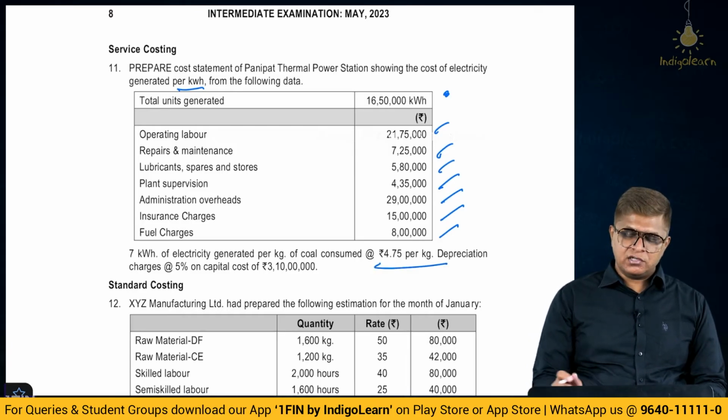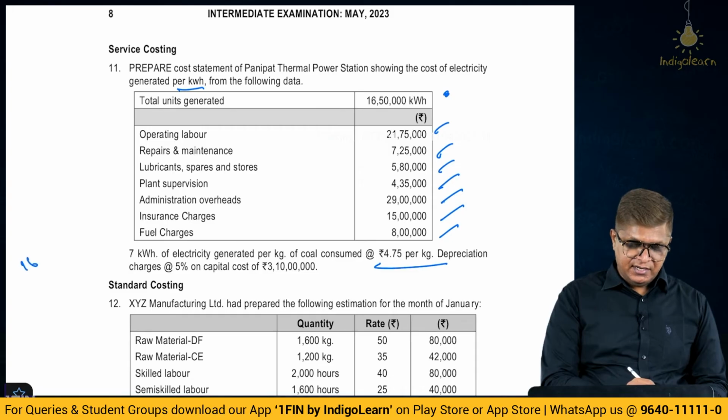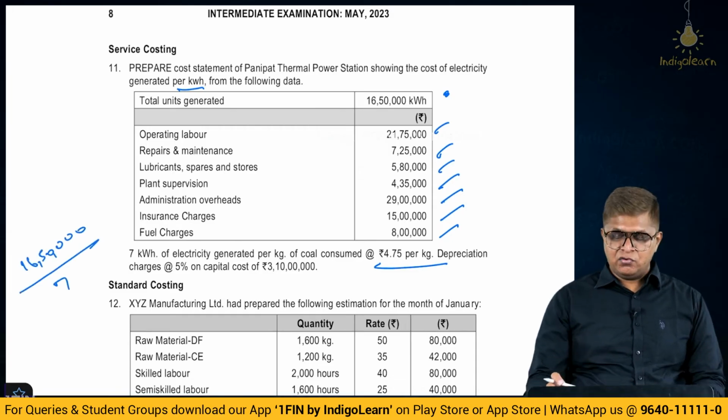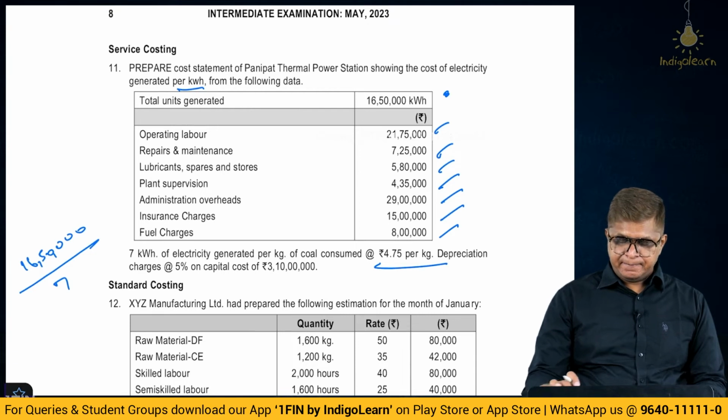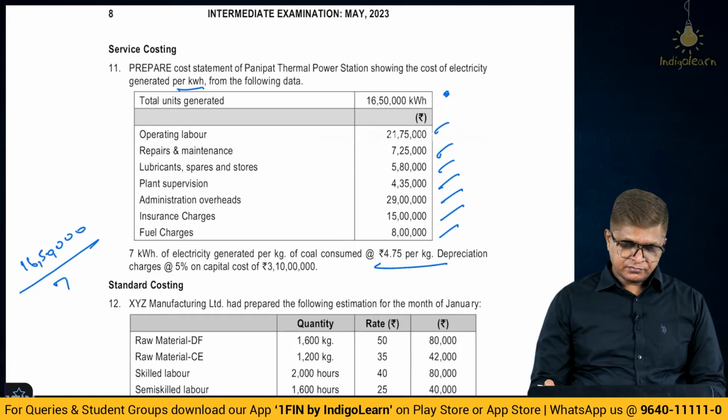So how much is the total coal requirement? It will be 16,50,000 kilowatt hours divided by 7 kilowatt hours per kg of coal into 4.75 per kg.